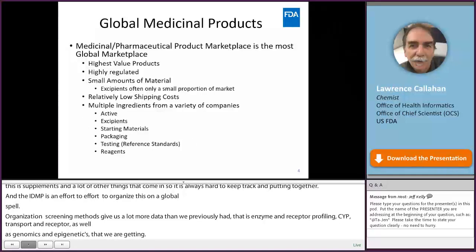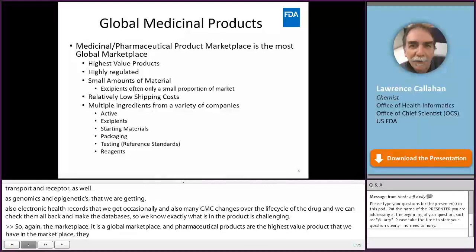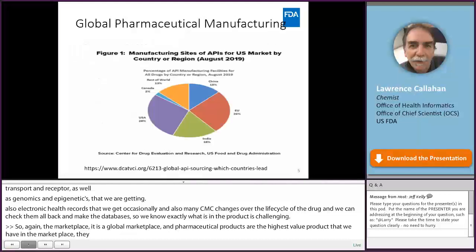So again, it's the marketplace. Of course, it's a global marketplace, and pharmaceutical products, of course, are the highest value products that we have in the marketplace. They're highly regulated. There's small amounts of material, relatively low shipping costs, and then there's multiple ingredients from a variety of companies that make up the product. There's very few companies that are completely vertically integrated. So you have active ingredients coming from one company, excipients coming from other companies, starting materials from other companies, packaging, testing, and reagents. A lot of this stuff is all done by separate companies, and shortages in any of these areas can result in the product not getting on the market. And again, it's a global pharmaceutical marketplace, as we said.